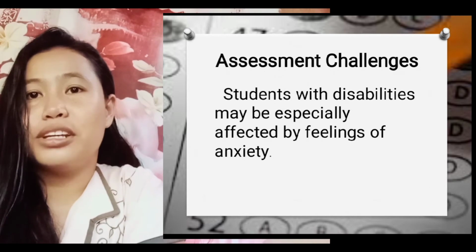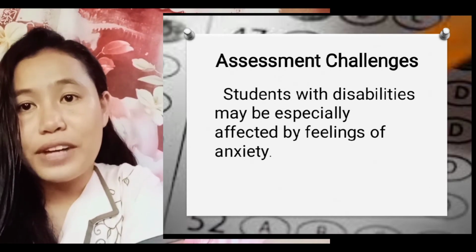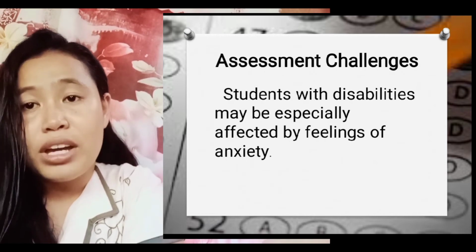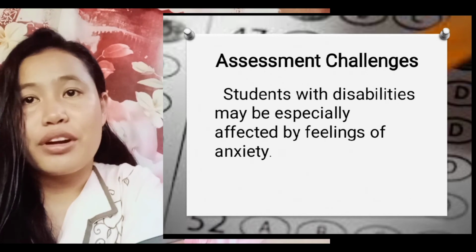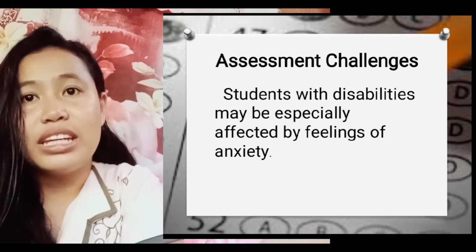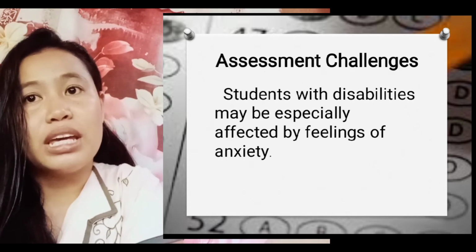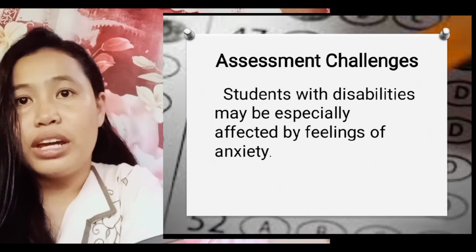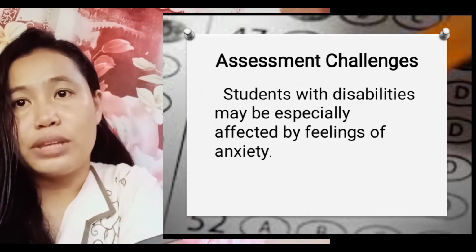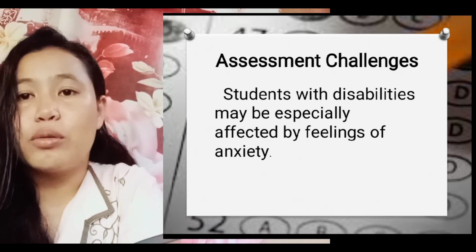Next, students with disabilities may be especially affected by feelings of anxiety. This means that some students are really afraid that their answer might be wrong because they don't want others to label them. They don't want to be teased by other students. So as much as possible, they don't want special treatment. They want to get the same test just like what others have.